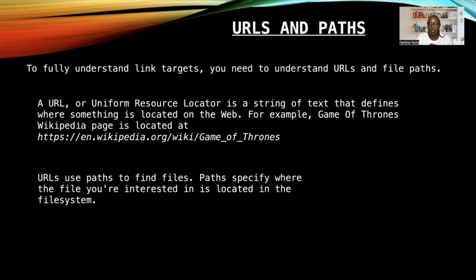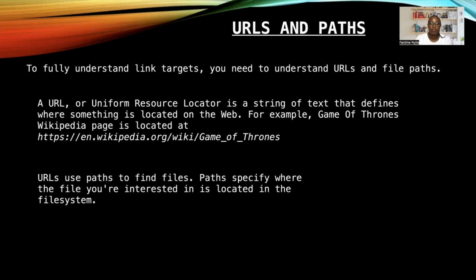Yeah. So let's talk about URLs and paths. In order to understand the link target, you need to understand the URL and file paths. A URL is a uniform resource locator. It's a string of text that defines where something is located on the web. It's like the address of something specific to that resource. For example, the Game of Thrones Wikipedia page is located at this https:// here.